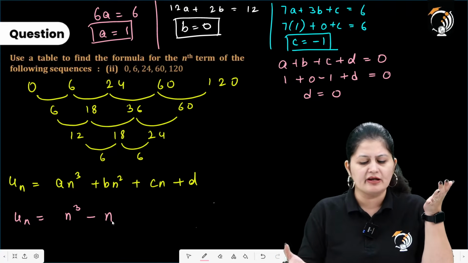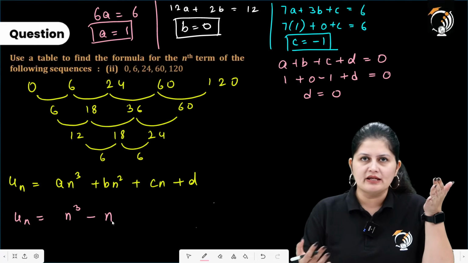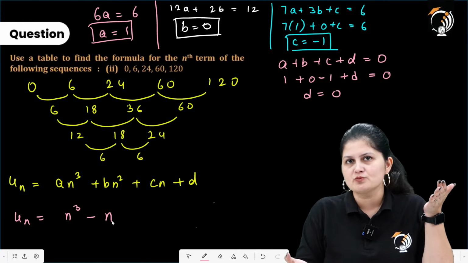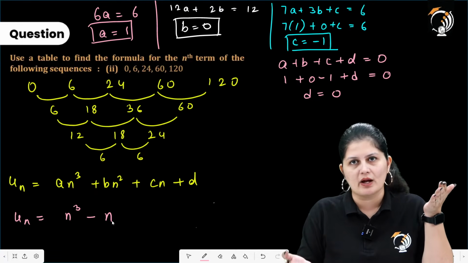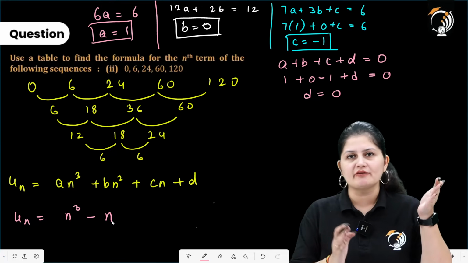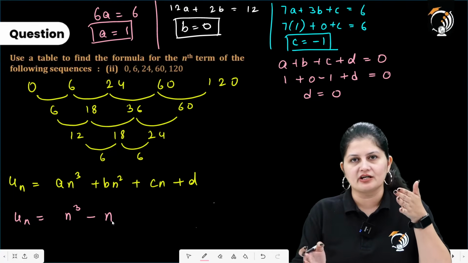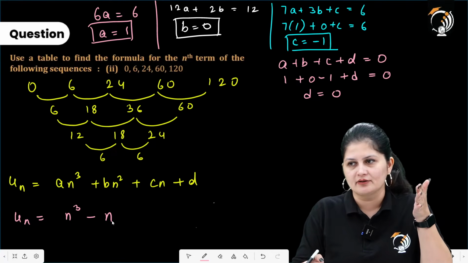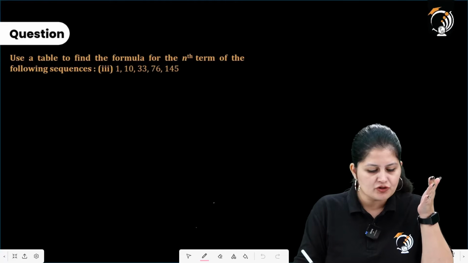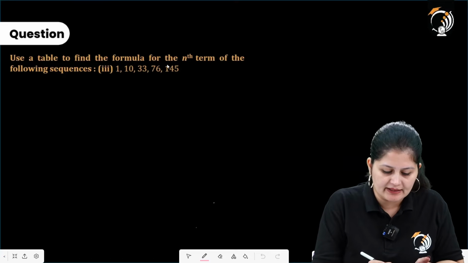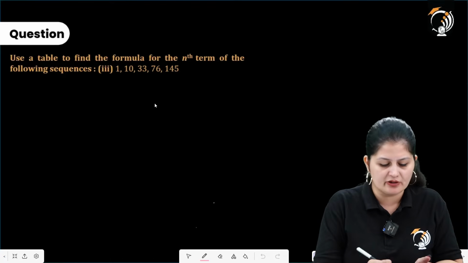Again, maybe we can take n is equal to 5. If we take 5 cube, that is 125, minus 5 is 120. That means whatever formula we have got for the general term is absolutely right here. Correct? Now, moving to the next sequence, which says 1, 10, 33, 76, 145.